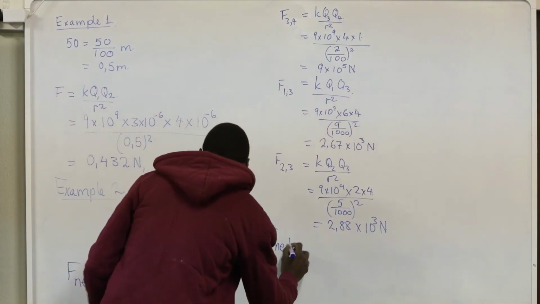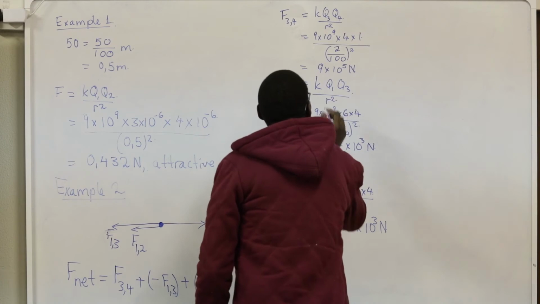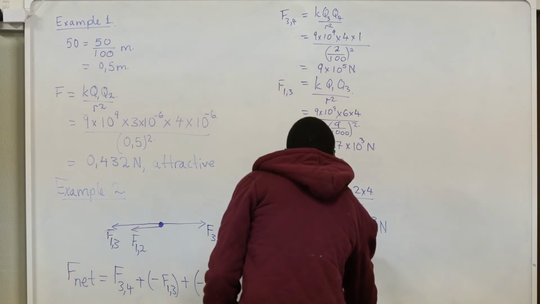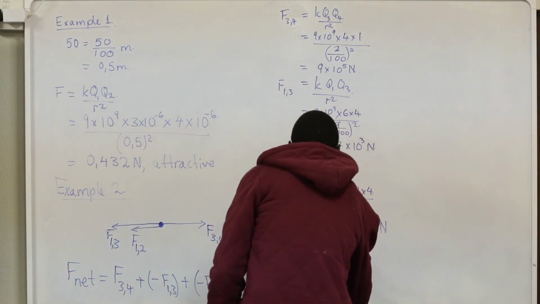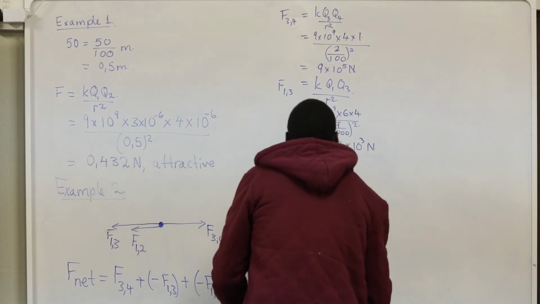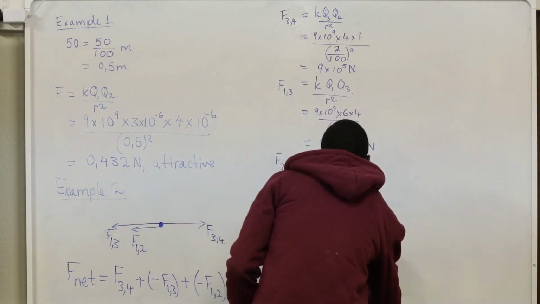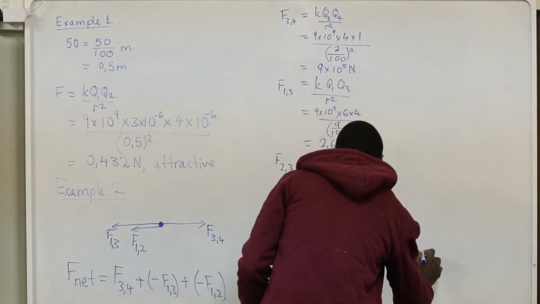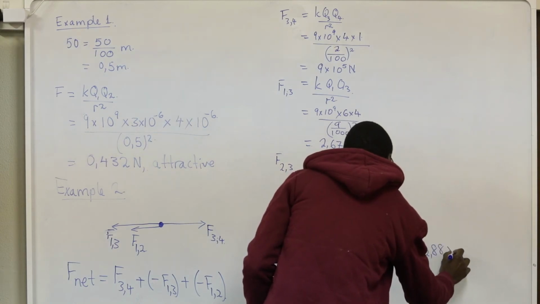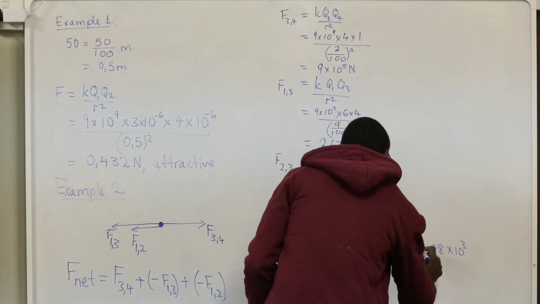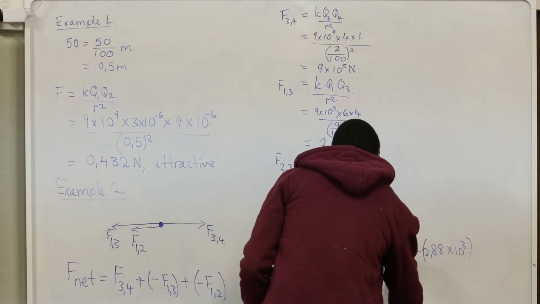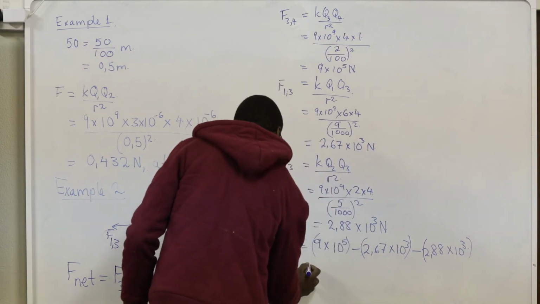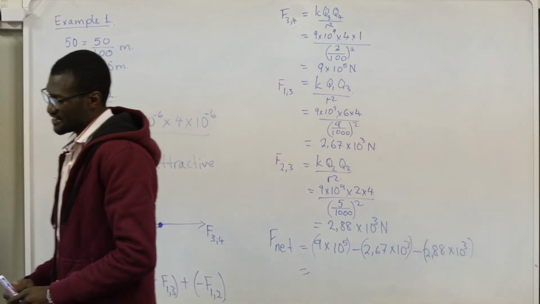So F net, as we stated earlier on, is equal to 9 multiplied by 10 to the power of 5, right? In this case, minus 2.67 times 10 to the power of 3, minus 2.88 times 10 to the power of 3. Okay, so what are we doing? We are subtracting the ones that are going in the opposite direction.